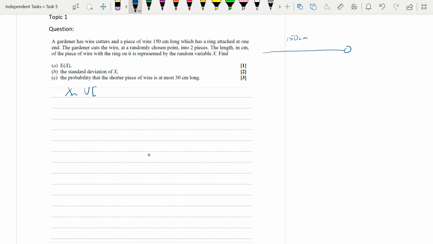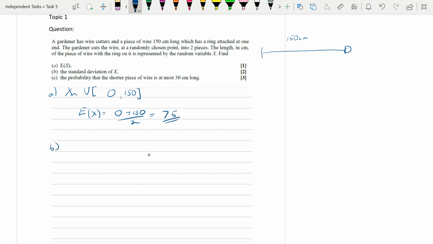Now, the length with the ring can be, the biggest it can be is 150. I can cut it right at this bottom end, and that means it's 150. So I can go up to 150. The smallest it could be is if I cut it at the ring end, which would be at 0. So it's going to range anywhere between 0 and 150. So if I want E of x, these are the formulas in our booklet. Okay, so A plus B, so 0 plus 150 all over 2, and I'm going to work that out. That's 75. So that's my E of x.